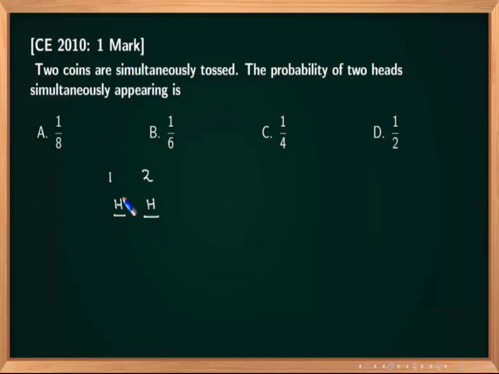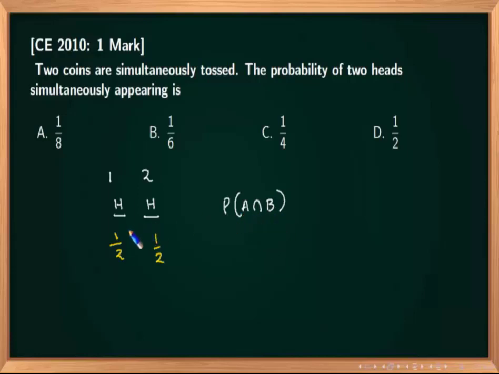So I know that since this is a fair coin, the probability of getting a head is 1 by 2. Here also it is 1 by 2. Now in this question, you have to find the probability that they simultaneously happen, which means that if this is event A, getting a head in the first coin, and if this is event B, I have to make sure that I get these things simultaneously.